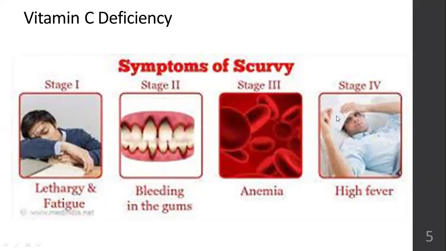In stage 2, your gums will start bleeding, which is very common. When you start brushing, gums will bleed. Stage 3 is anemia. As I mentioned, vitamin C is involved in various pathways, including red blood cell formation, so absence of vitamin C would lead to anemia. Stage 4 could be high fever.